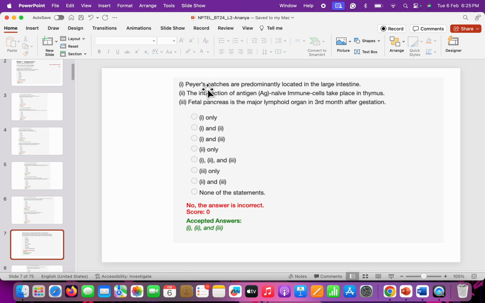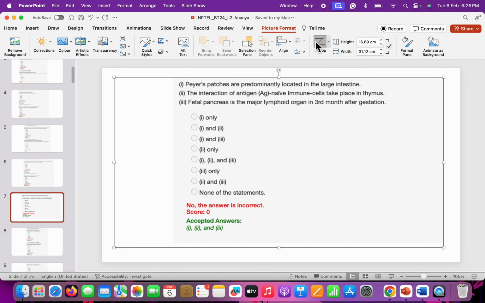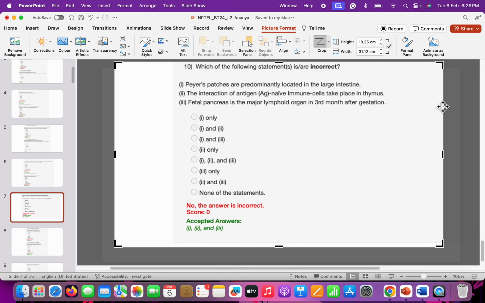Peyer's patches are predominantly located in the large intestine. The interaction of antigen naive immune cells takes place in thymus. Fetal pancreas is a major lymphoid organ in the 3rd month after gestation. So the question has been deleted somehow. Which of the following are incorrect? Okay.